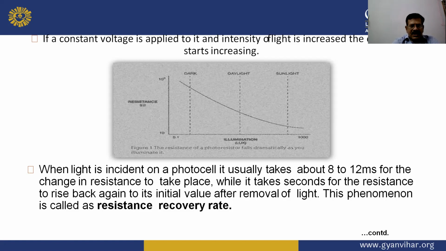In this graph, when light is incident on a photocell, it usually takes about 8 to 12 milliseconds for the change in resistance to take place, while it takes seconds for the resistance to rise back to its initial value after removal of light. This phenomenon is called the resistance recovery rate in the LDR device.